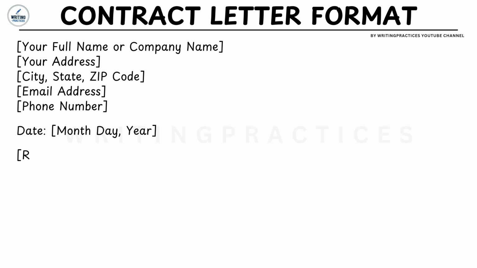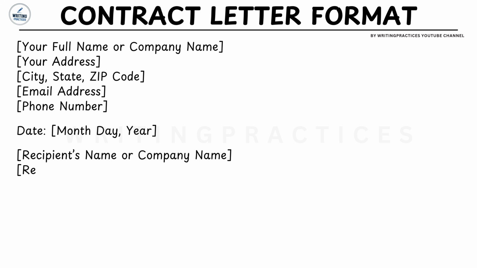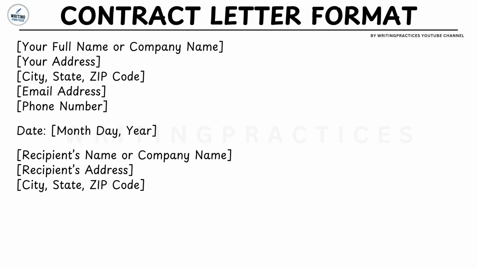Recipient's information. After the date, include the recipient's full details, just like this. Recipient's name or company name. Recipient's address. City, state, zip code. This section identifies who the letter is addressed to. Be sure to use the correct spelling of the name and the full legal or registered company name. A small typo here could make the contract invalid or cause confusion later. Including their address also ensures the document is properly directed, especially if it's mailed or physically signed.